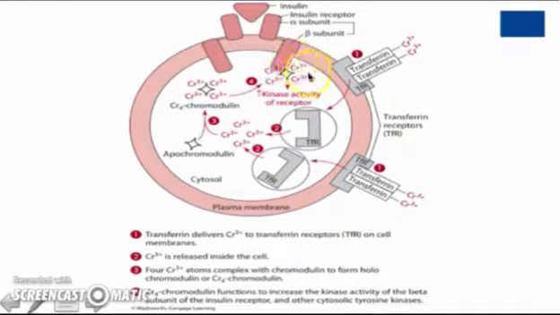bind to the beta subunit of the insulin receptor. So we see this is the beta subunit particularly of this insulin receptor, and we see that this is occurring with the binding of insulin to the insulin receptor. Chromodulin binds the beta subunit, which then enhances and stimulates the kinase activity of the insulin receptor.